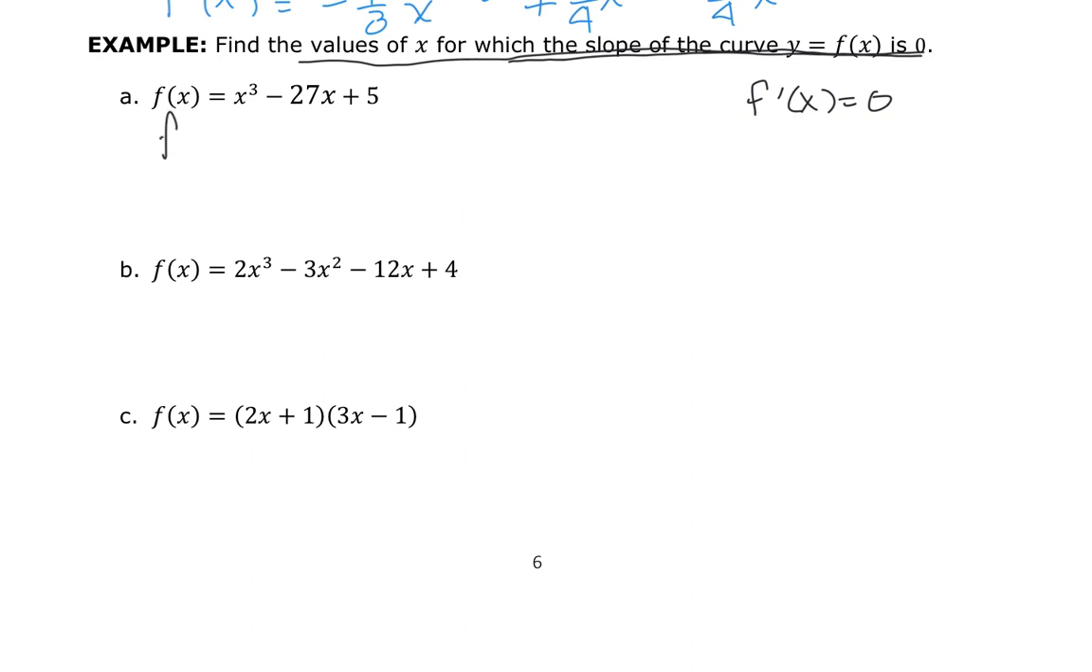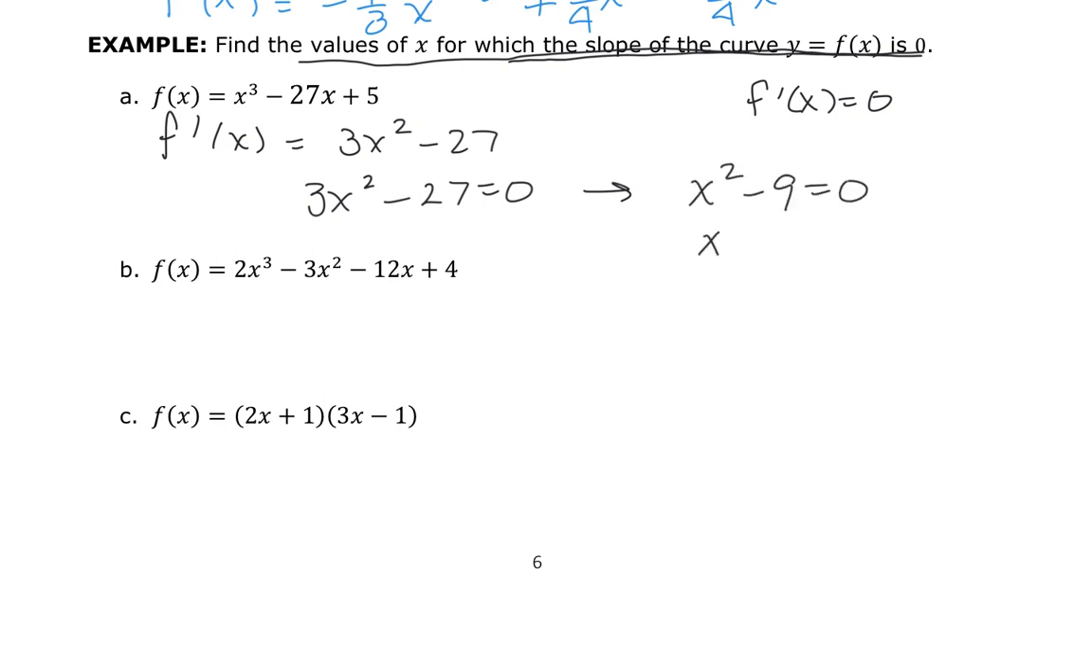So first thing we're going to do is find the derivative. f prime of x is equal to 3x squared minus 27. So if I set this equal to 0, the first thing I'm going to do is divide by 3. And so I got x squared minus 9 is equal to 0. So when x is equal to 3 and negative 3, that is the location in which I have turning points.